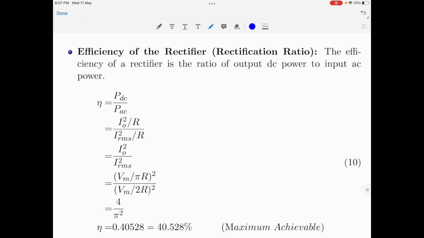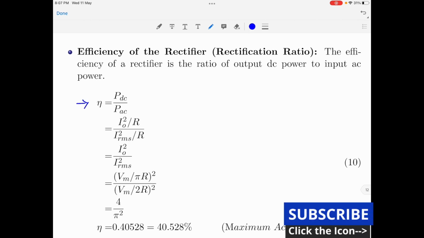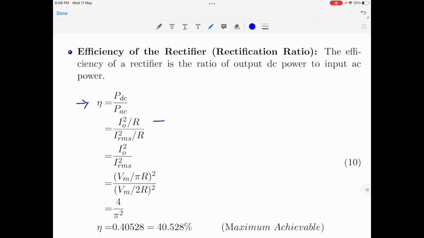The next parameter I will be considering here is the efficiency of the rectifier, which is also known as the rectification ratio. The rectification ratio is the ratio of the output DC power to the input AC power. It is represented by eta and is given by PDC divided by PAC. PDC can also be written as I0 square divided by R, and in a very similar fashion we have PAC as IRMS square divided by R. So this will simplify to I0 square divided by IRMS square.